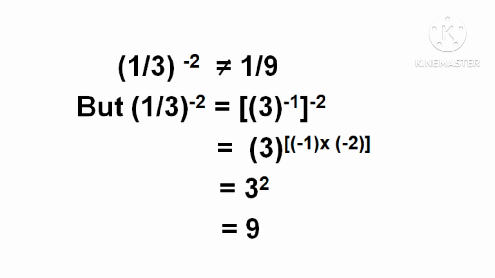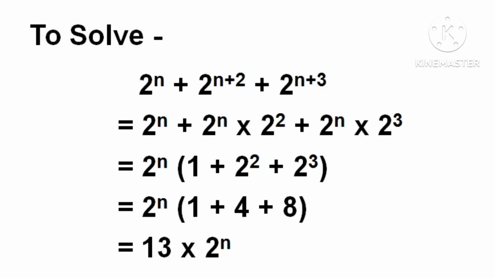Therefore it is equal to 3 raised to 2 and hence equal to 9. To solve 2 raised to n plus 2 raised to n plus 2 plus 2 raised to n plus 3, it can be written as 2 raised to n plus 2 raised to n multiplied by 2 raised to 2 plus 2 raised to n multiplied by 2 raised to 3.